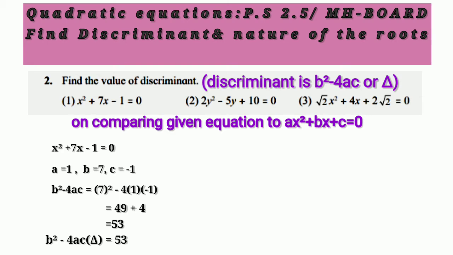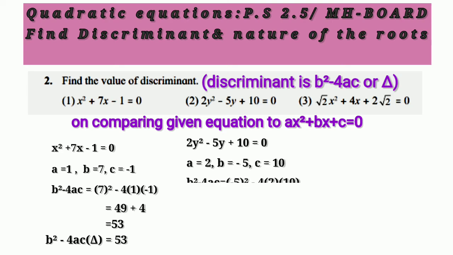Our second equation is 2y square minus 5y plus 10 equals 0. Here a is 2, b is minus 5 and c is 10. So the value of the discriminant b square minus 4ac is equal to minus 5 square minus 4 into 2 into 10, which is 25 minus 80, that gives us minus 55. The value of b square minus 4ac, or discriminant, is minus 55.